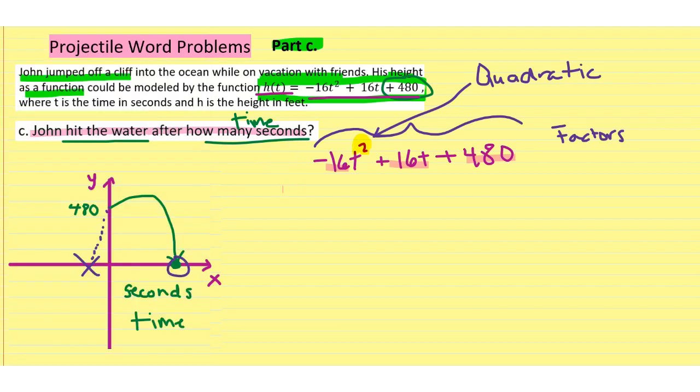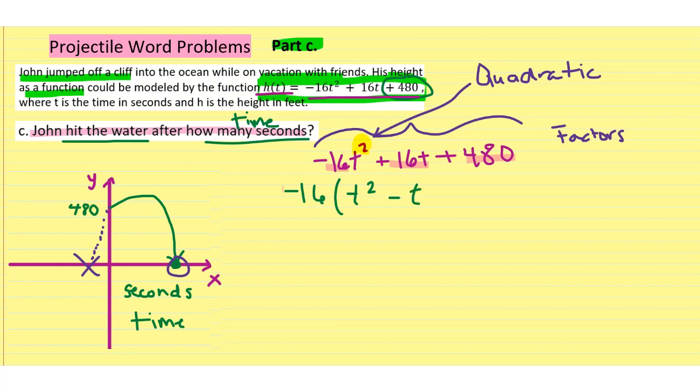Because it's kind of inconvenient for me to have a negative in front, I'm actually going to pull a negative 16 out. When I pull a negative 16 out, that means to factor it out. I am left with negative 16 times what gives me negative 16t squared? Well, t squared is what's left. Negative 16 times what gives me positive 16t? Well, it's going to be a negative t.